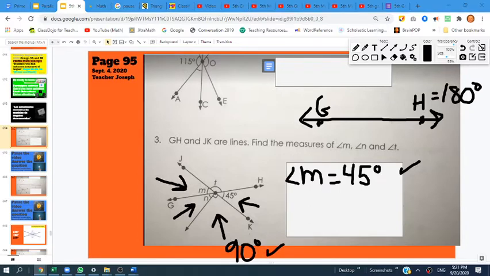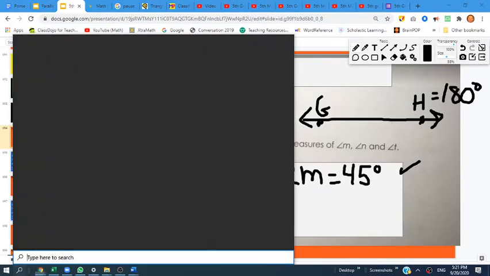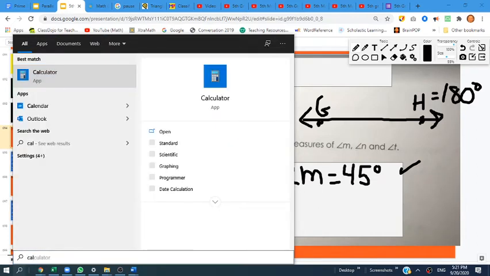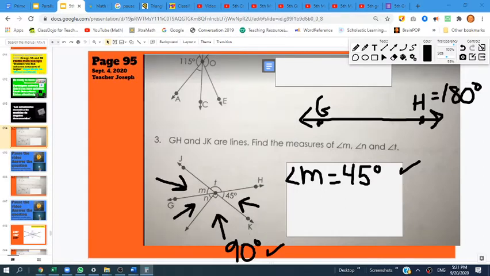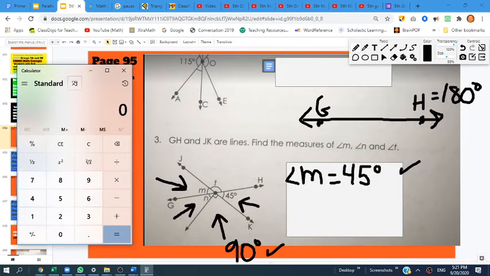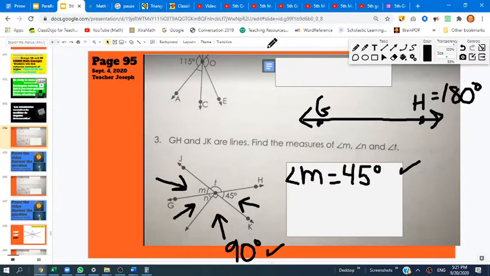I'm going to do this first one on the calculator just to show you guys how to do those problems, and find that one angle measurement. Since our line is 180 degrees, and we already know two of those angle measurements, we just subtract to find the other angle measurement. We take 180 minus 45 minus 90. That's going to give us 45 degrees. So angle N is 45 degrees also.